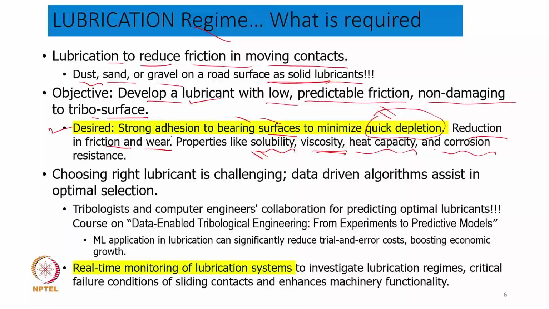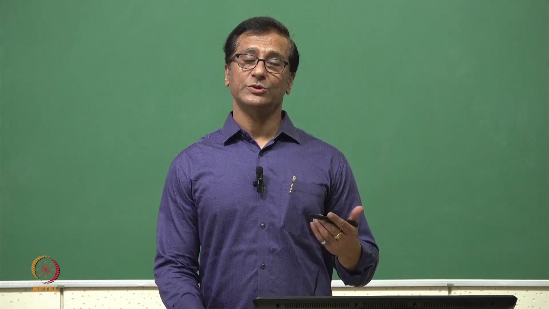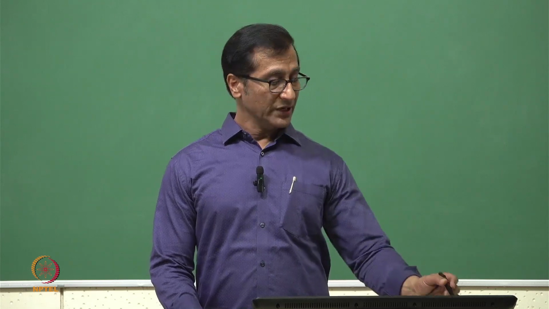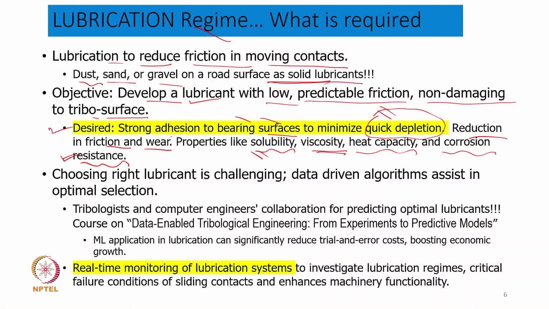And another point, it should not corrode the surfaces. Many lubricants get oxidized, and the pH value comes down. Even if initially it is 6.8, with time it becomes 6.5 and even 5.9 or 5.5. So that will create a corrosive environment for the surface.